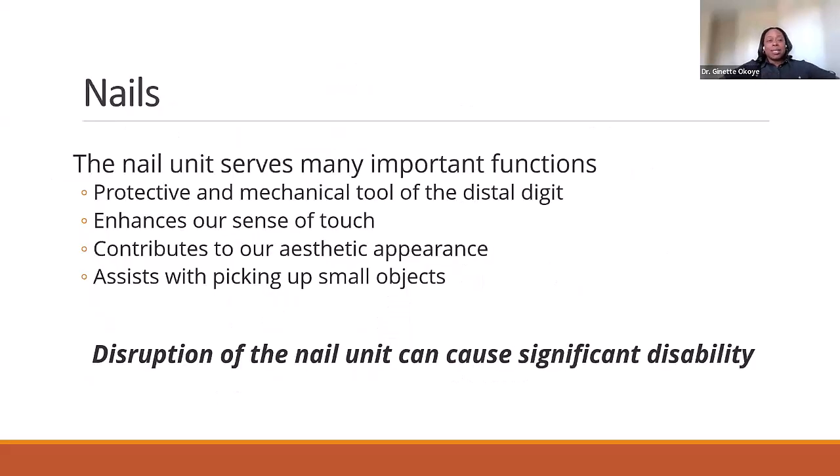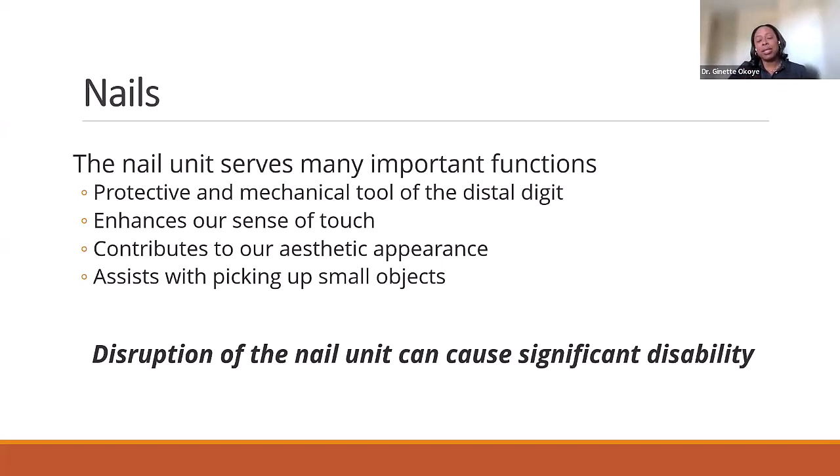So why do we have nails? I mean, they're actually pretty important. It's a protective mechanism for the distal part of your finger. It's a mechanical tool that helps you pick up smaller objects. It actually even enhances our sense of touch. And it contributes to our aesthetic appearance just by itself, but then some of us choose to enhance our aesthetic appearance by using nail polish and little jewels and even adding more nails to increase the length. So it's a pretty important little organ.